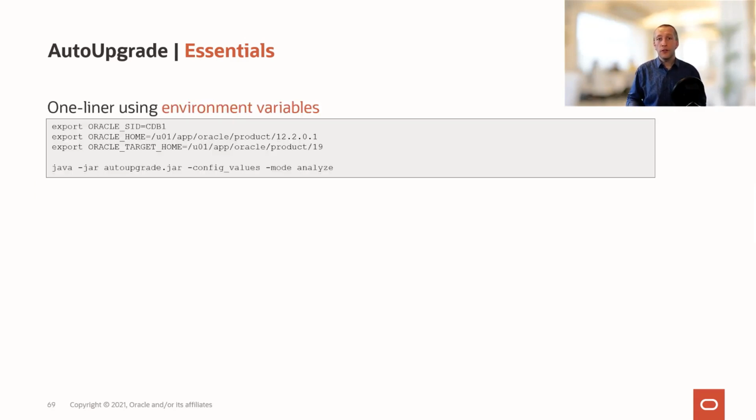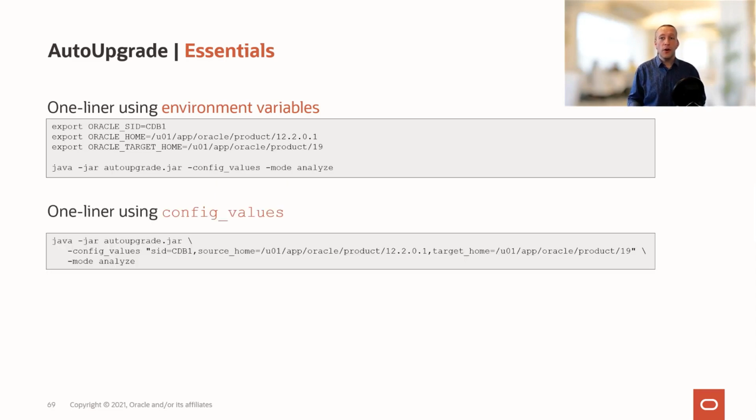If you prefer, you can also use environment variables to specify some of the input, so you can start AutoUpgrade in just 1 command. In addition to that, you can use AutoUpgrade and the config values option to specify anything that you would put into your configuration file directly on the command line. So instead of having to write a configuration file and then refer to that, you can simply specify it in 1 long command line. Now that I've covered the basics, it's not over. There is so much more that AutoUpgrade can do. Roy, will you take it from here?